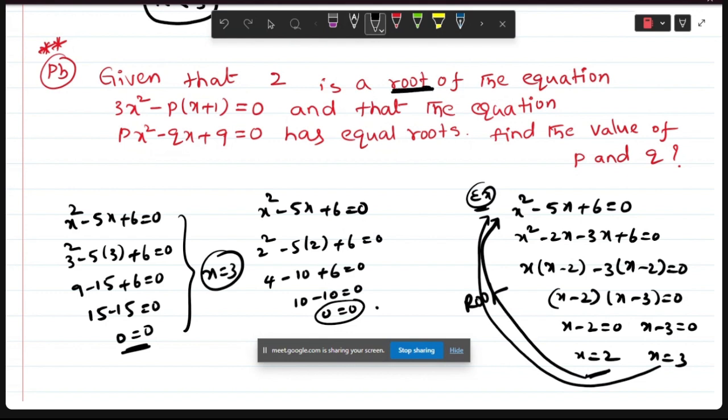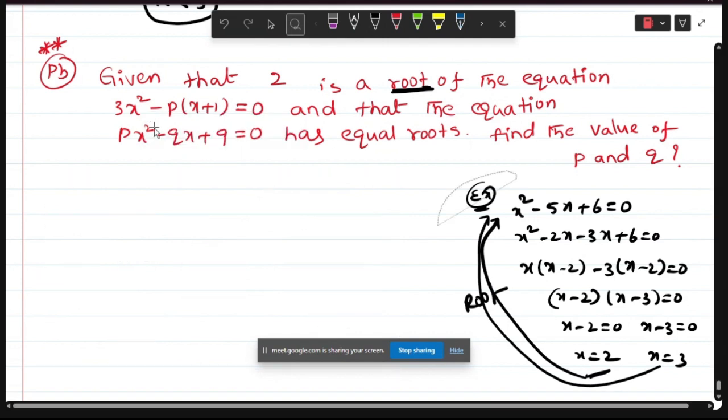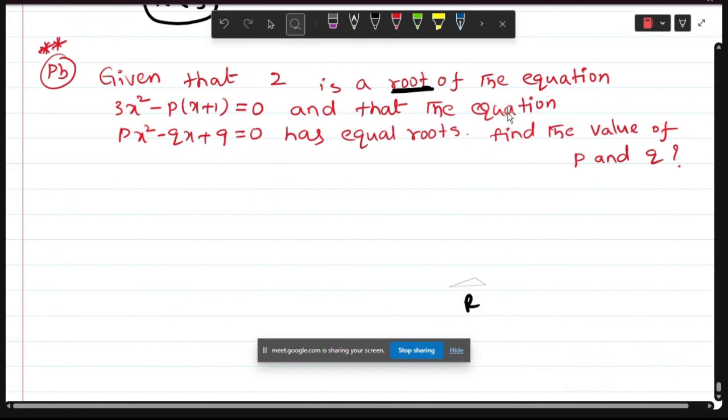Is that clear? What is the meaning of root? Yes, sir. Okay. Shall I repeat this one? Yes, sir. Okay.